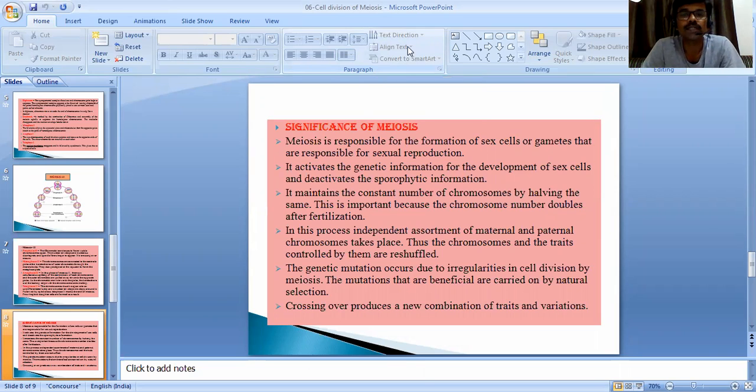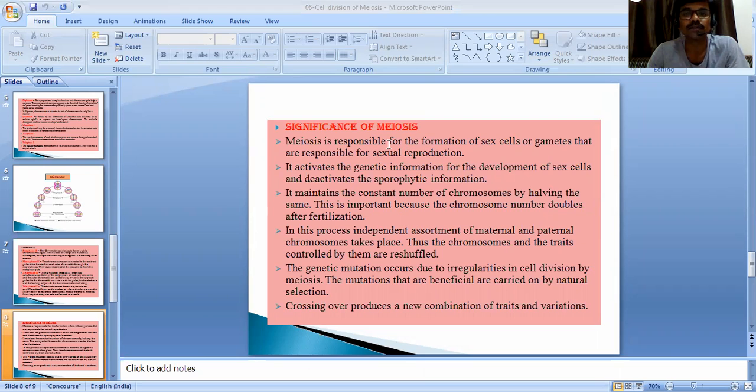It activates the genetic information for the development of sex and deactivates the other information. It maintains the constant number of chromosomes by halving the chromosome number. This is important because the chromosome number doubles after fertilization. In this process, independent assortment of maternal and paternal chromosomes takes place.